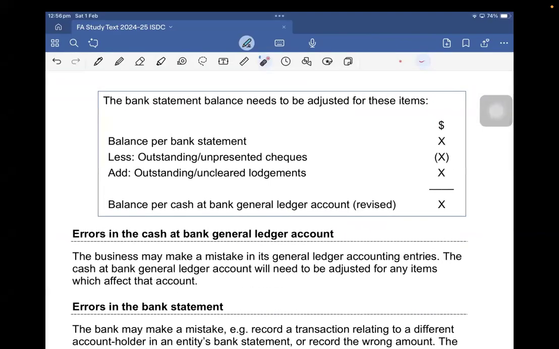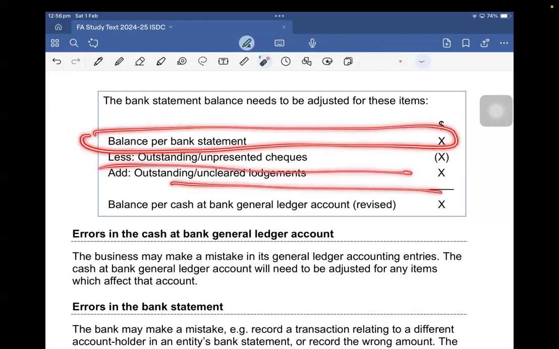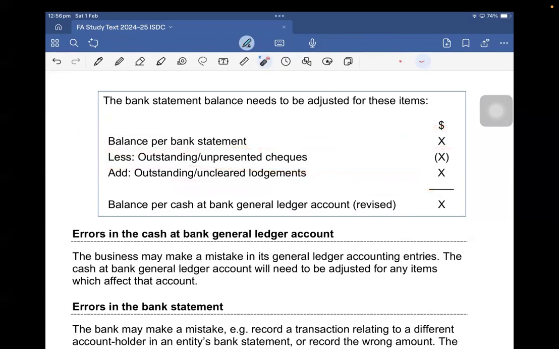In this case, when there are outstanding unpresented checks and outstanding uncleared lodgements, you need to start with your bank statement and adjust its balance by adding or deducting things. You're going to deduct outstanding unpresented checks and you're going to add uncleared lodgements. And then you will reach the balance as per the cash book account. Understood? The logic is very simple.